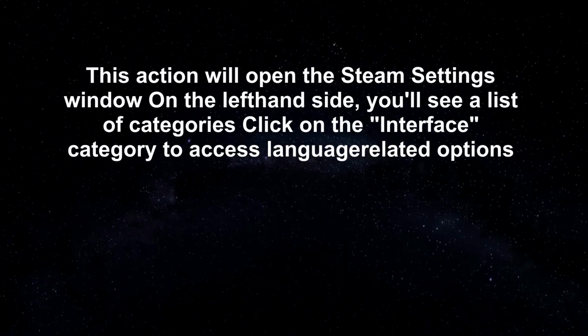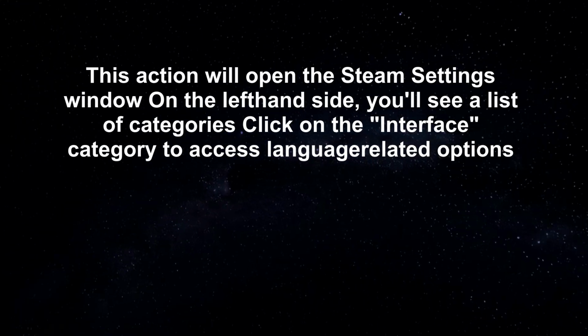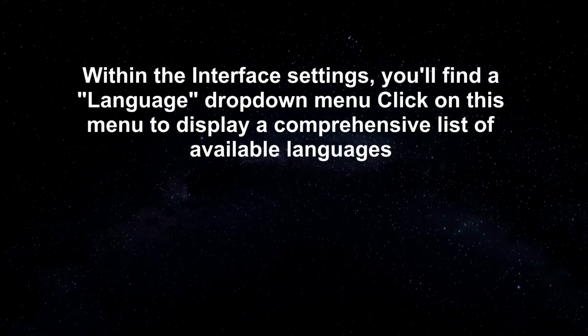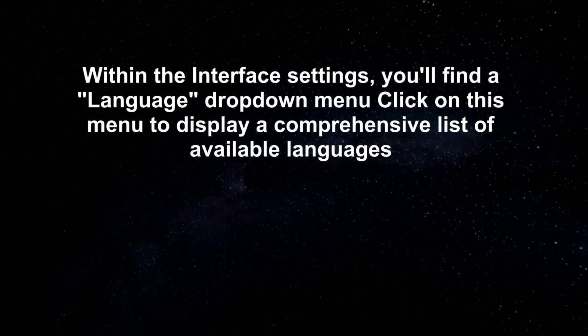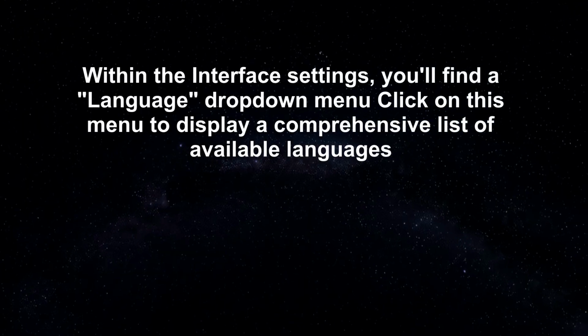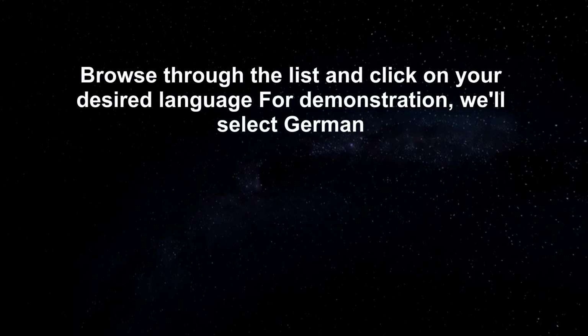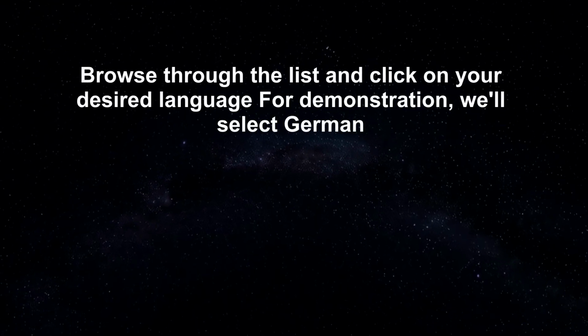You'll see a list of categories. Click on the Interface category to access language-related options. Within the interface settings, you'll find a language drop-down menu. Click on this menu to display a comprehensive list of available languages. Browse through the list and click on your desired language for demonstration.